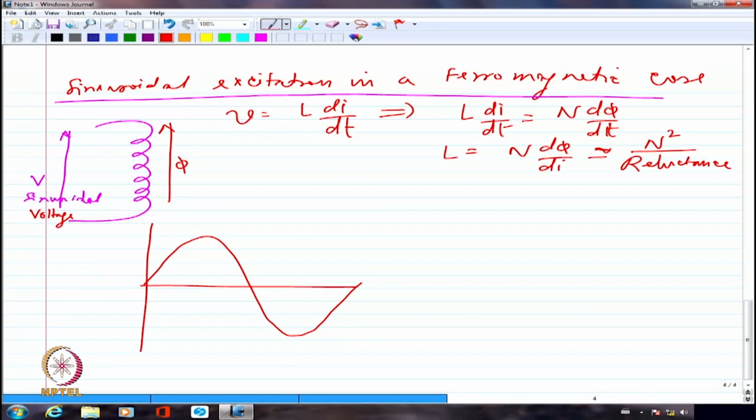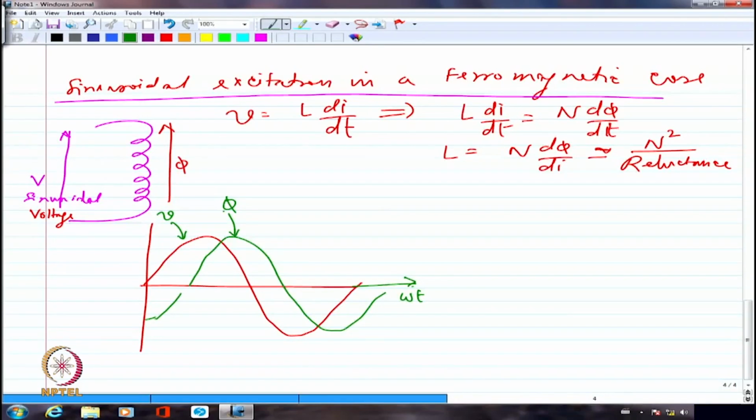So I should draw the flux somewhat like this. Let me draw it with a little different color. So I should have a sinusoid. They need not be of the same magnitude. I have just drawn it like that. They need not be, because the two are different quantities. One is in Weber, the other one is in terms of volts. So I can say this is flux, whereas this is the voltage, and I am drawing this with respect to time or omega t. Either way is fine.